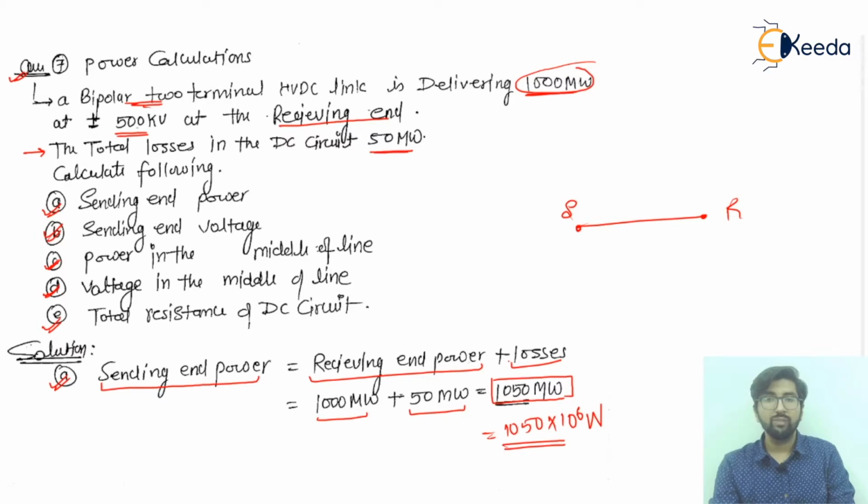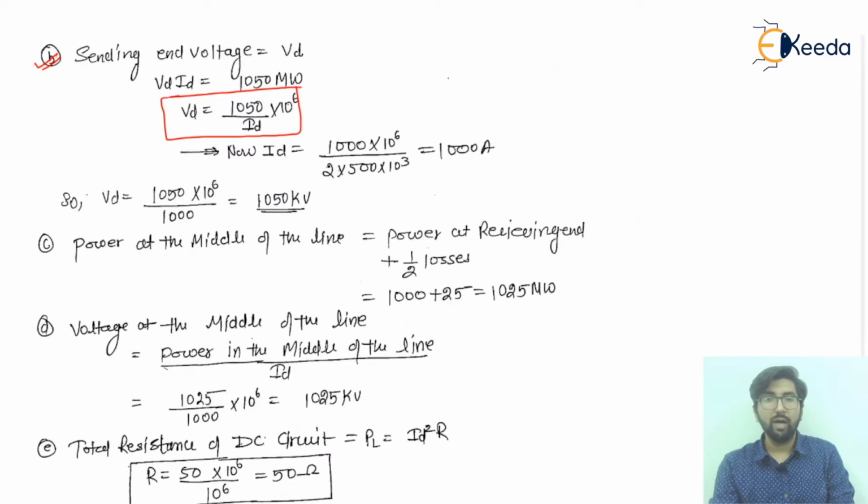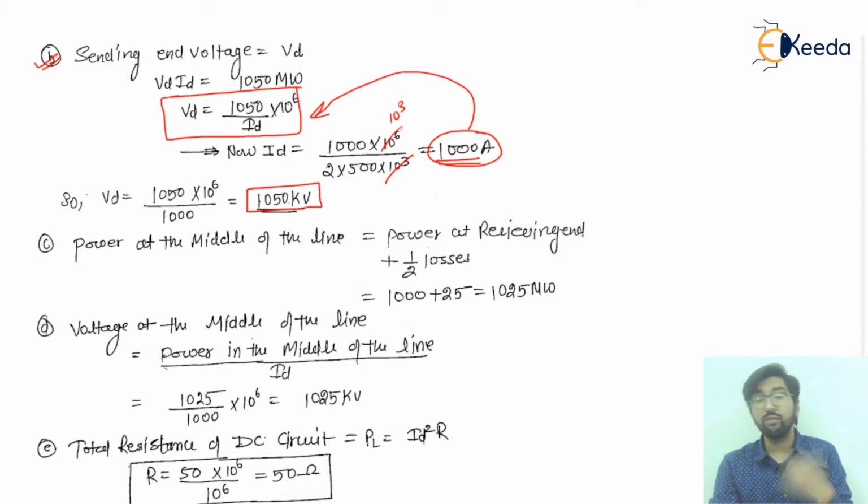The receiving side voltage is given, but I am multiplying it by two because the two terminal bipolar is given. When you calculate, it is easy. When you cut the 10 raised to power 3, it comes out to be 500 and 1000, so directly it comes out to be 1000 ampere. Now VD is 1050 kV. So you have to put this 1000 ampere in this formula, and while putting in this formula, you are going to get 1050 kilovolt.